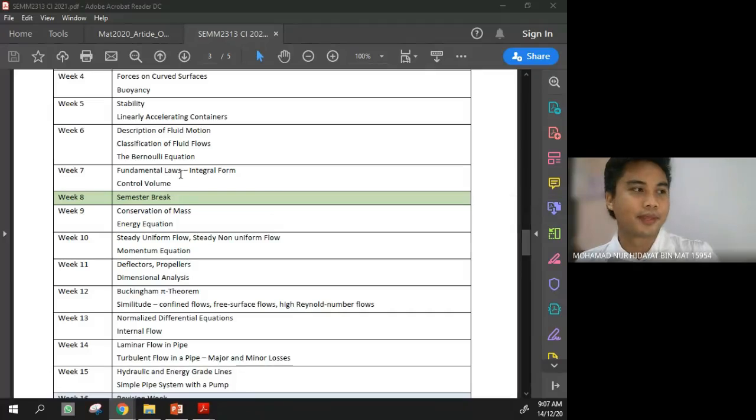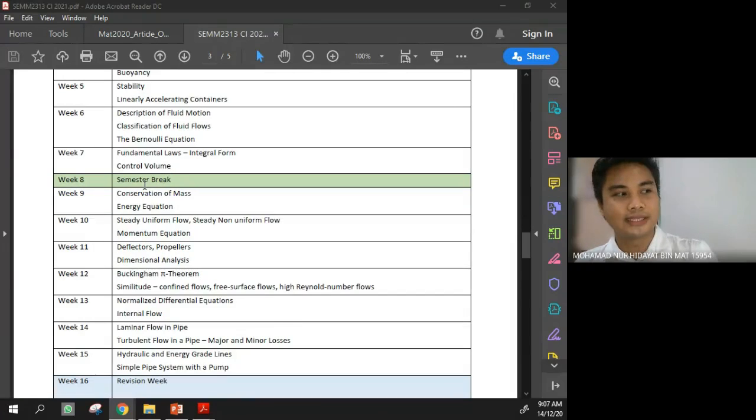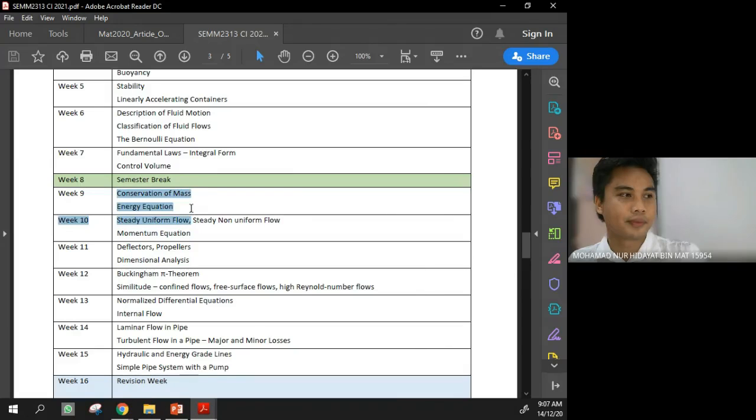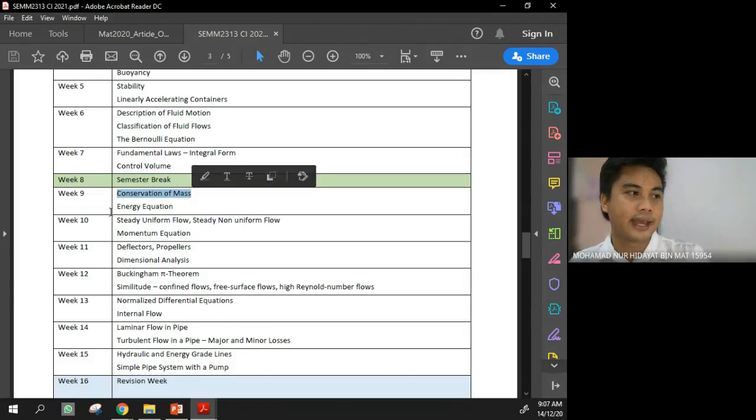Alright, so now we are in week 9. You can see in week 9 we need to cover the conservation of mass and energy equation, right? And in week 10, steady uniform flow and steady non-uniform flow and the momentum equation. So inshallah, I will cover the conservation of mass and energy equation in this lecture.